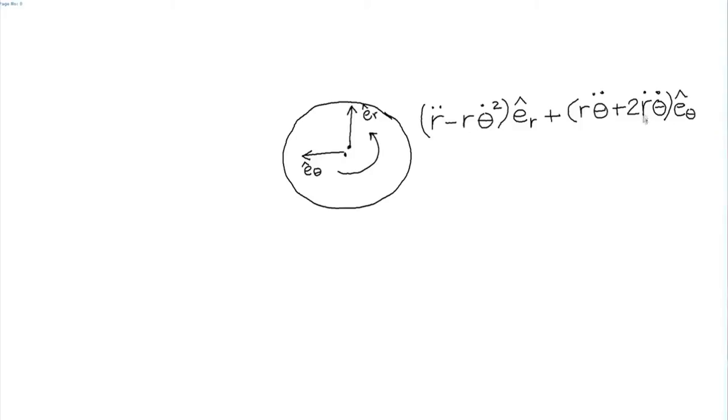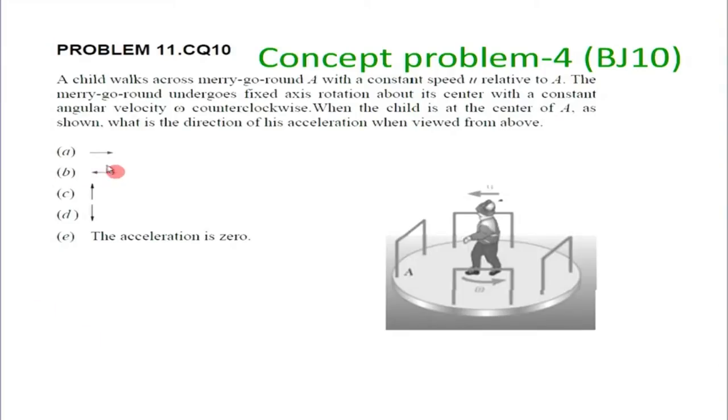So what do we have? The acceleration that the child will face will be 2 u omega. What is the direction? e_theta. Now what is this direction looking from the top? It is this direction. So answer B is the answer, because from the top this will be the direction in which the child will face the acceleration, and if you try to move out, you will tend to be toppled in this direction. And this is one example of the so-called Coriolis force.